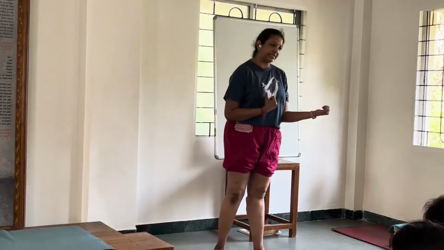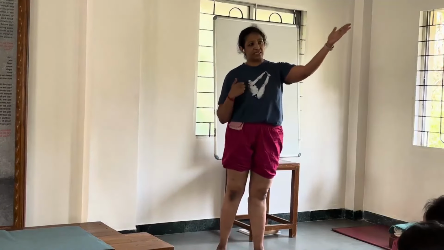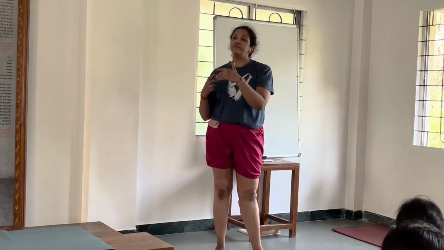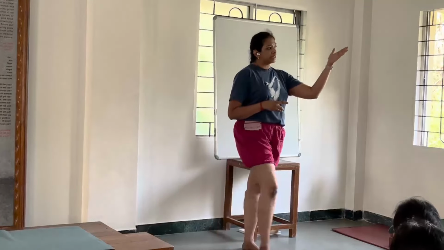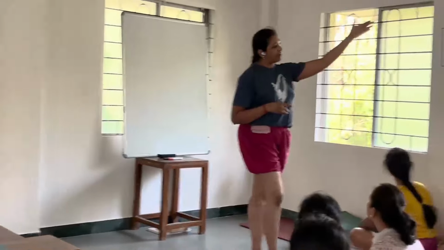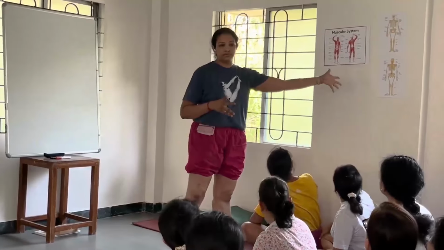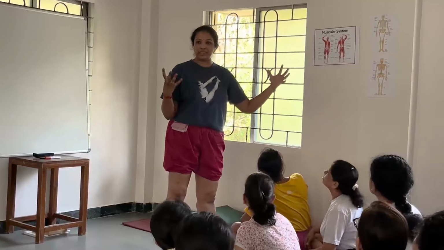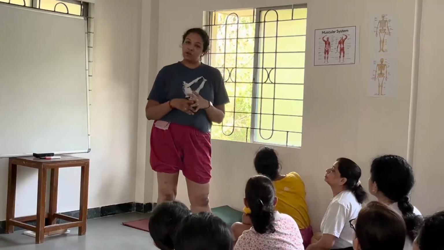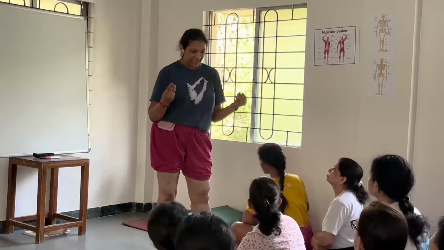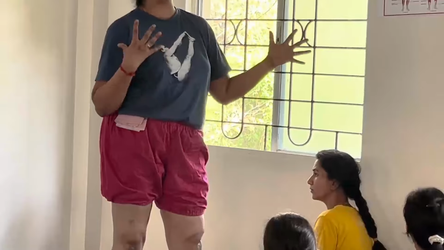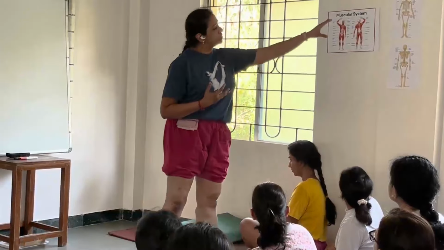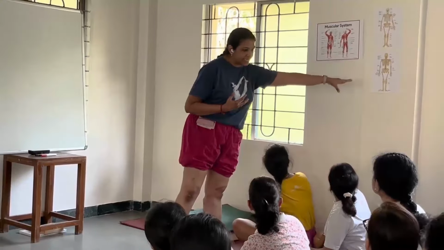We all have bones inside our body. There are posters that have been stuck, so if you are interested, you can have a look around once the presentation is over. As you can see here, we have a skeleton inside our body, because that is going to give us a form. Otherwise, we'll all become like a sloth, like a jelly. So this bone structure is what is going to give form to your own body. So this will be your skeletal system.